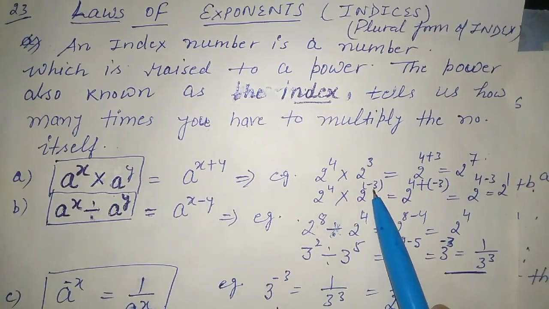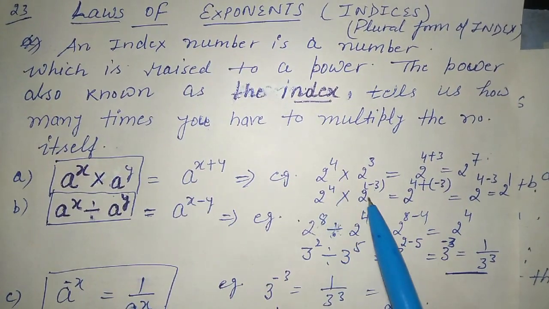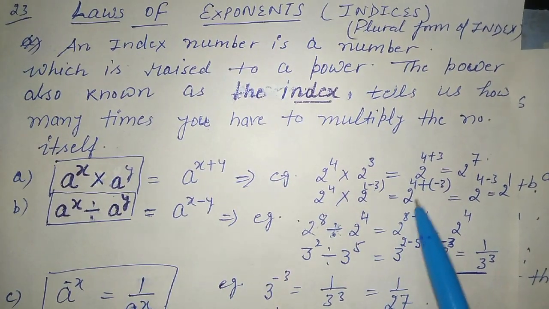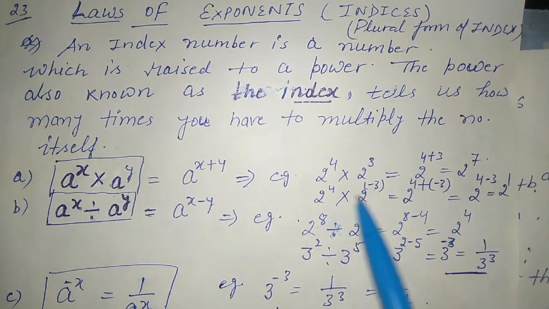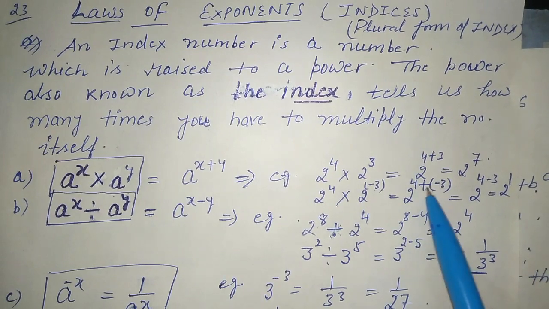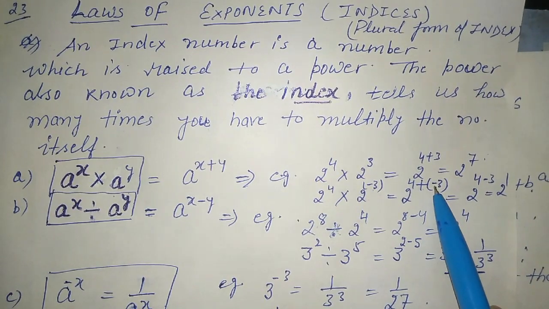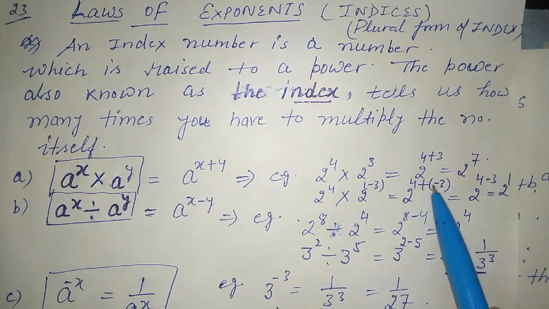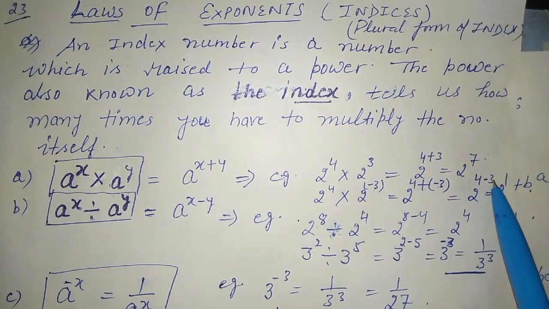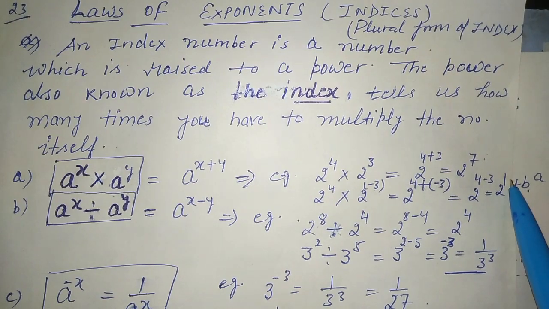Similarly, if we have a power as negative, 2 to the power 4 multiply 2 to the power minus 3. We have 2 to the power 4, but we have to add here. If the bases are multiplied, then the powers should be added. 4 plus minus 3. Because of this minus, this is an algebraic term here, so plus minus becomes minus. So 4 minus 3 gives 2 to the power 1 as the answer.